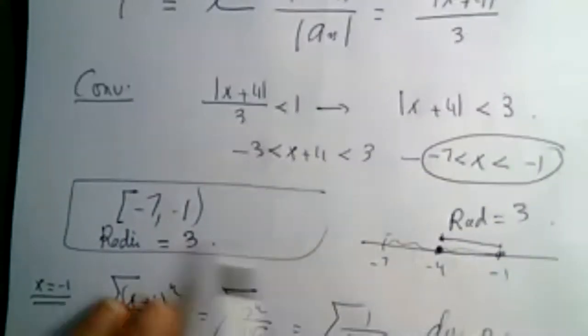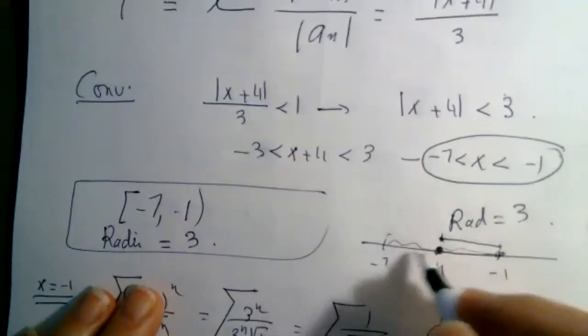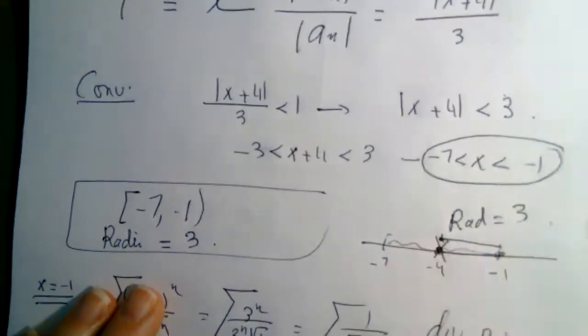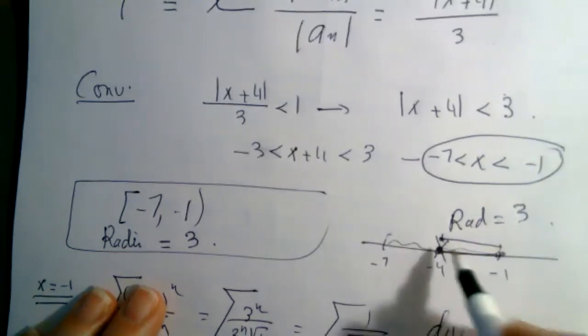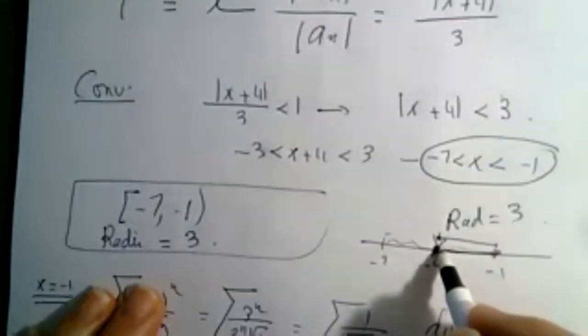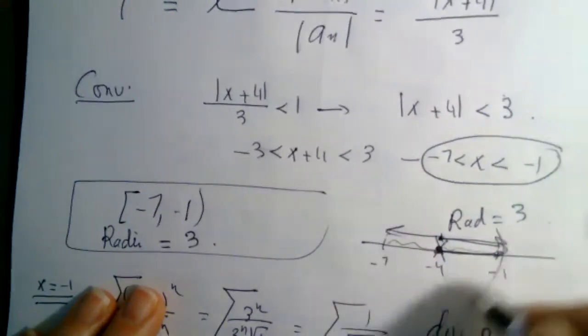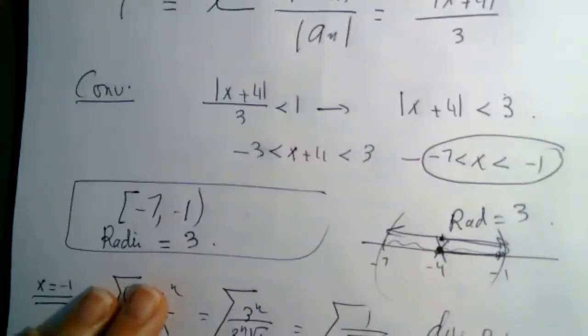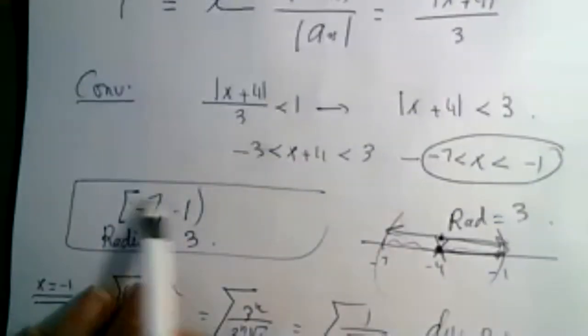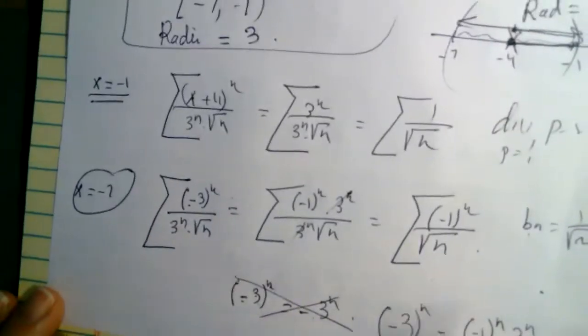That means this is telling me that the series converges on the interval where the center is -4 and the radius is 3. It means you start from here, you go 3 units in this direction, 3 units in that direction, and that's how you get almost everything where the series converges, except the endpoints, which you study separately.